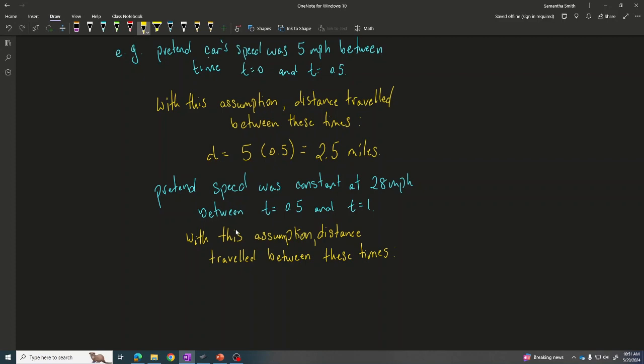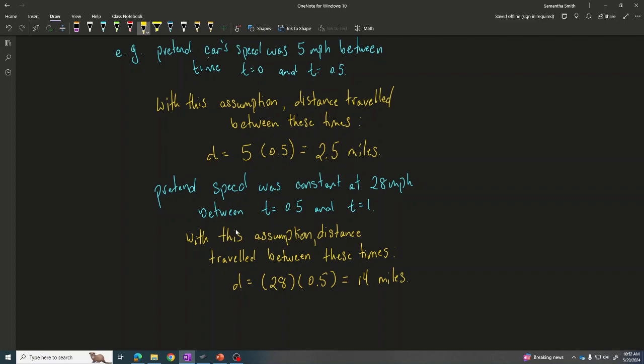If I make this assumption, once again I can use the dirt equation to say that the distance traveled between these times was given by the speed between those times, 28 miles per hour, multiplied by the amount of time that passed. And the amount of time that has passed between 0.5 hours and 1 hour is a time interval of half an hour. So 28 miles per hour held constant for half an hour would give us a distance traveled of 14 miles.